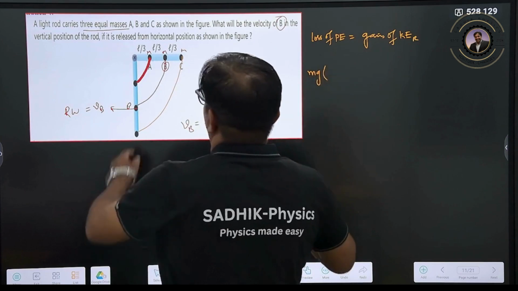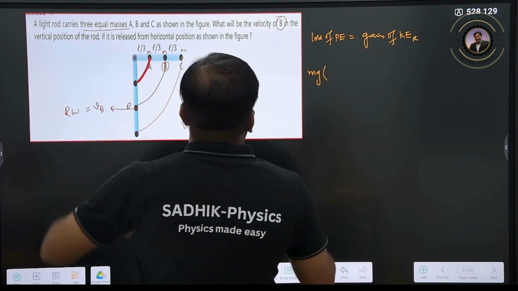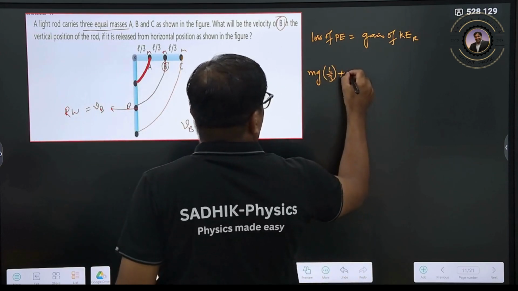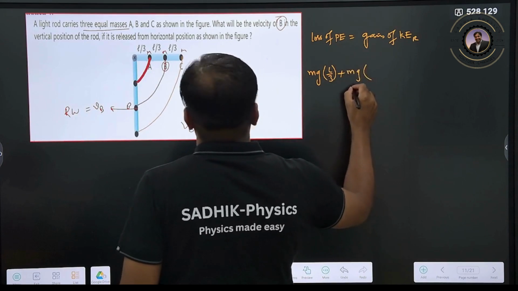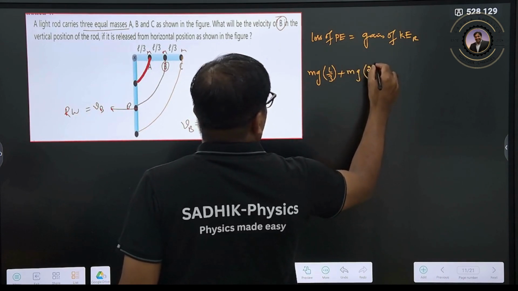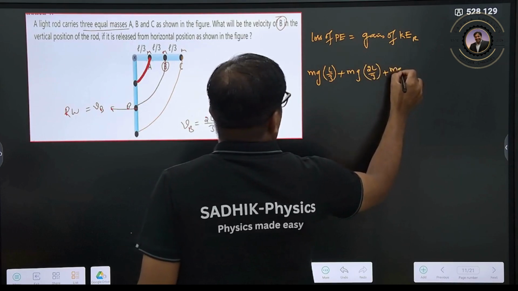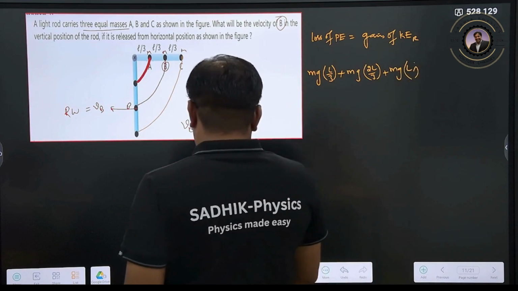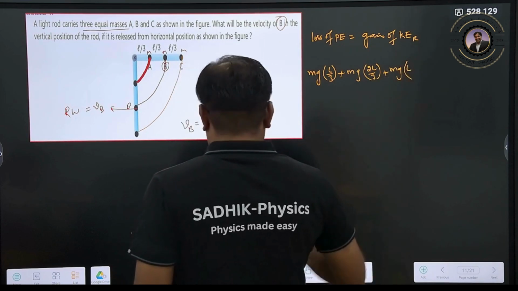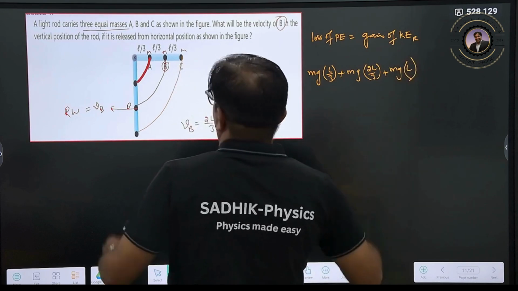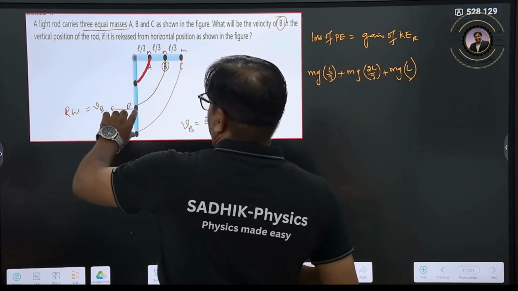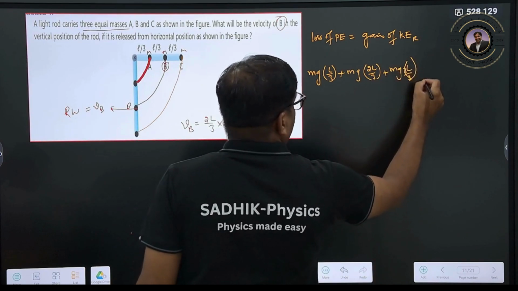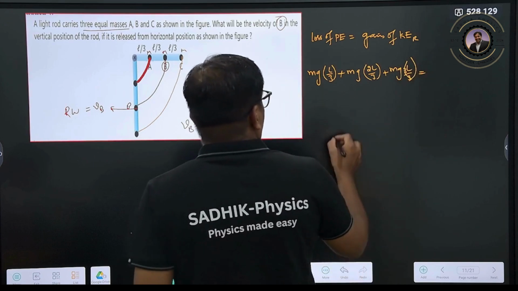mg into the first particle's distance, L by 3, plus the second particle's potential energy loss, mg into 2L by 3, plus the third particle, mg into L. Why? Because L by 3 plus L by 3 plus L by 3, we can write as 3L by 3, clear? So it will be equal to the kinetic energy.